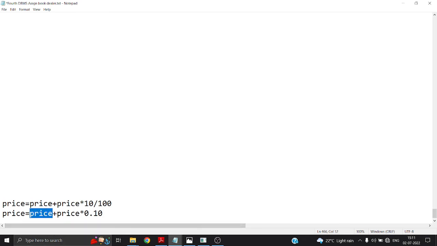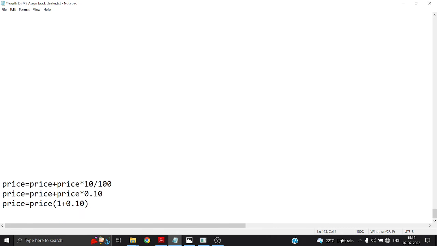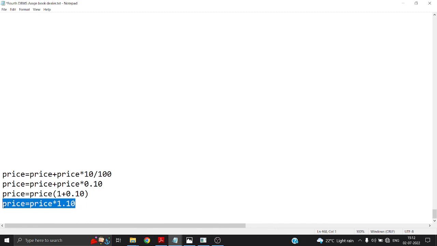As for these two, when it comes to the expression, we take the price as the common value. Price equal to price into 1 plus 0.10. So that's why we have the expression price equal to price into 1.10. This is the expression for that query which will update the price of the textbook by 10%.